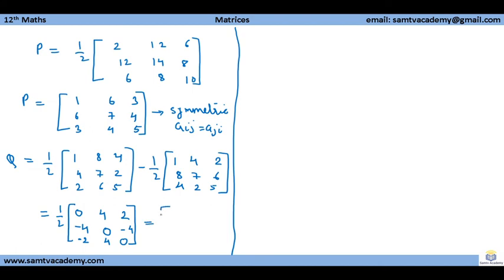Now Q will become 0, 2, 1, minus 2, 0, minus 2, minus 1, 2 and 0. This is a skew symmetric matrix, as we see that the diagonal elements are 0 and A12 is equal to minus A21. Similarly, A23 is equal to minus A32.